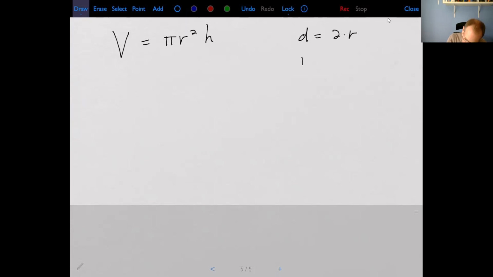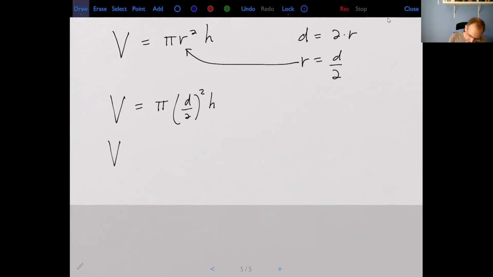Or you could say that the radius is half the diameter, right? Diameter divided by 2. So now if I substitute this r into the equation here, I can write this equation now in terms of the diameter. It's going to be pi times d over 2 squared times h. And if you expand this out, this is the same as pi d squared h all divided by 4. So that's the formula that you want to use to calculate the volume.